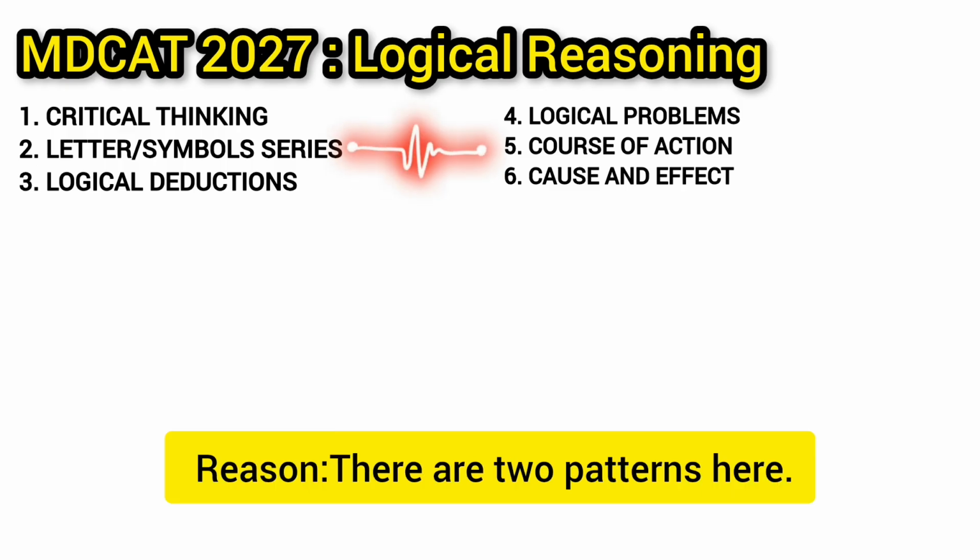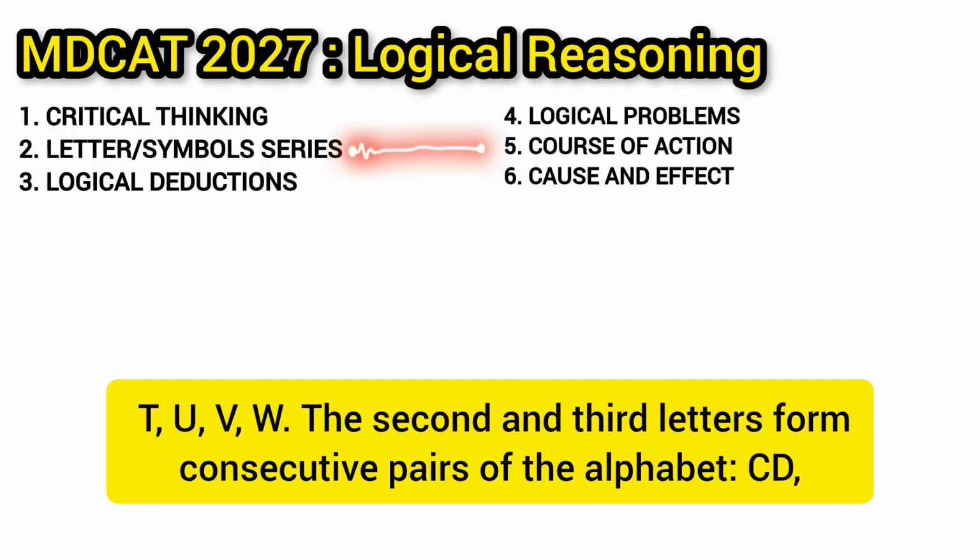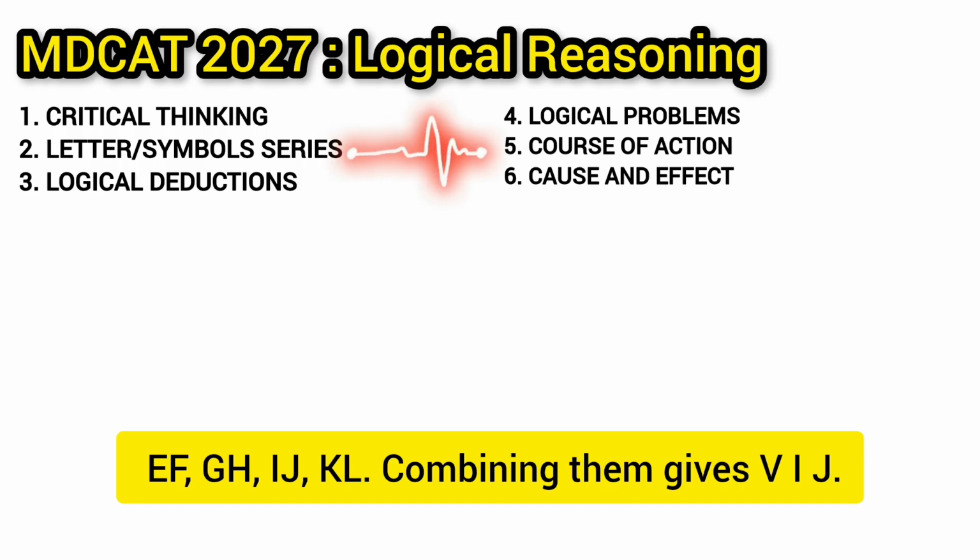Reason. There are 2 patterns here. The first letter of each group follows the alphabetical order S, T, U, V, W. The second and third letters form consecutive pairs of the alphabet: C, D, E, F, G, H, I, J, K, L. Combining them gives V, I, J.